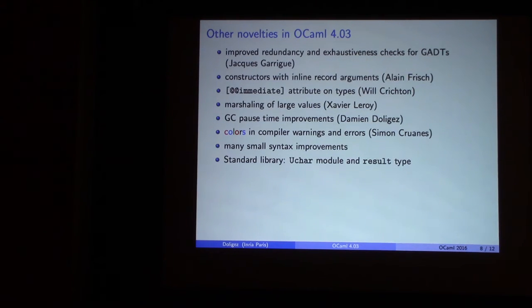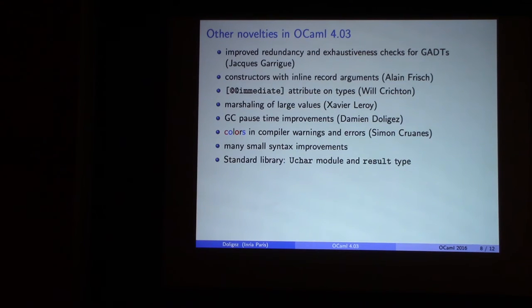We have marshalling of large values, large meaning more than 4 gigabytes of marshaled data, of the output file, in fact, so you need quite a lot of memory to produce that, but we do have users who do that.